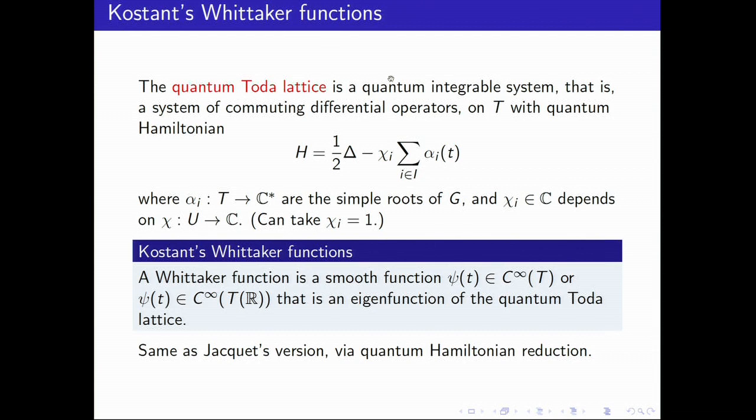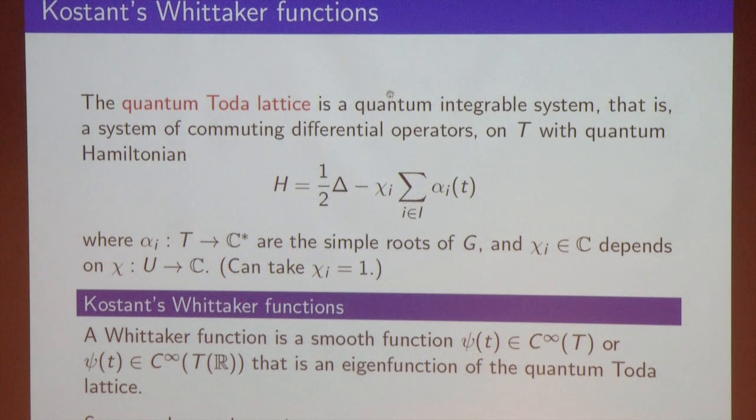This quantum Toda lattice was already of interest to people in integrable systems, and Kostant introduced the Lie theoretic version of the Toda lattice, and I believe Kazhdan was also involved in observing that you can obtain this by quantum Hamiltonian reduction.